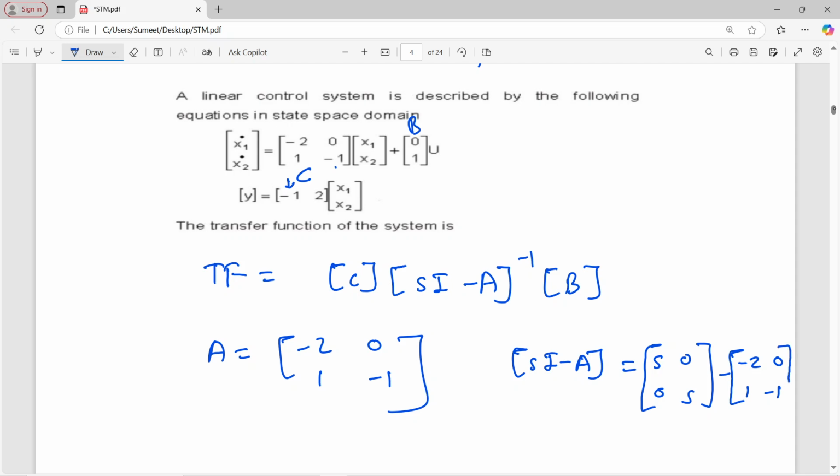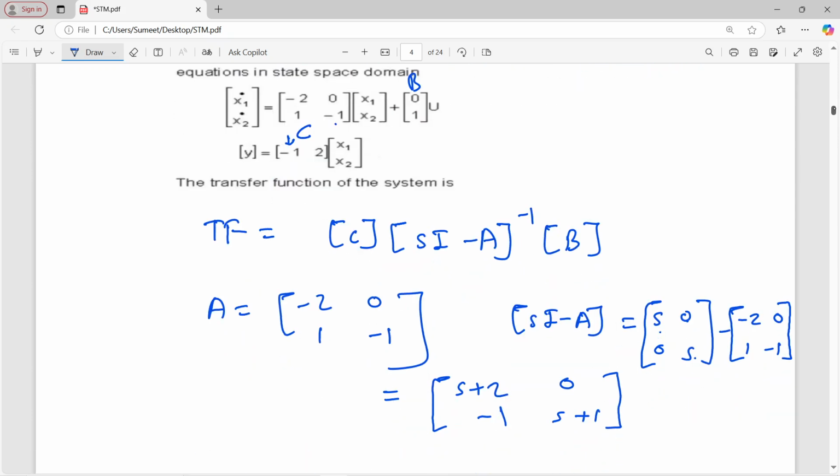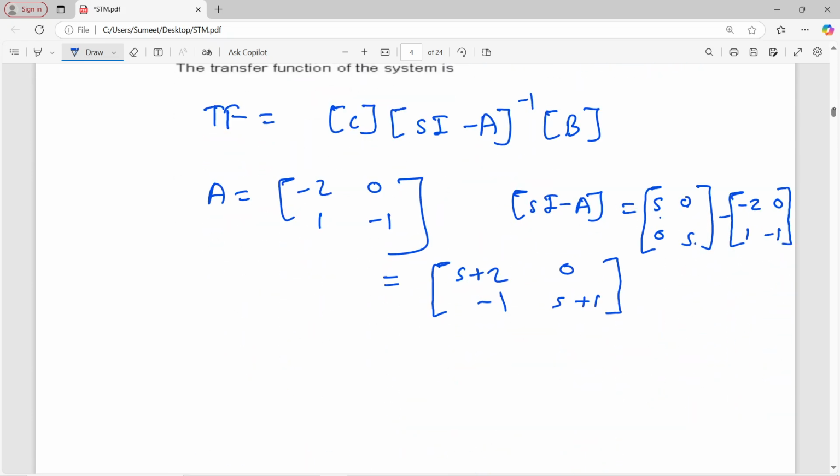Okay. So sI matrix and this is A matrix. We have to perform this subtraction. So once again, s minus -2 becomes s plus 2, 0 minus 0 is 0, 0 minus 1 becomes -1, s minus -1 becomes s plus 1. So this is your sI minus A matrix.